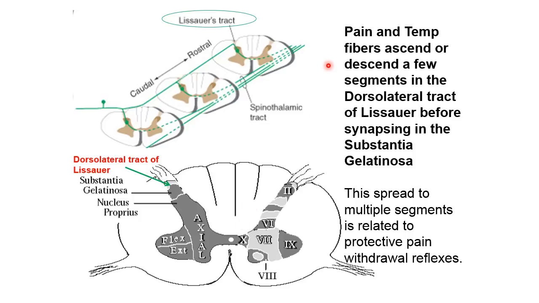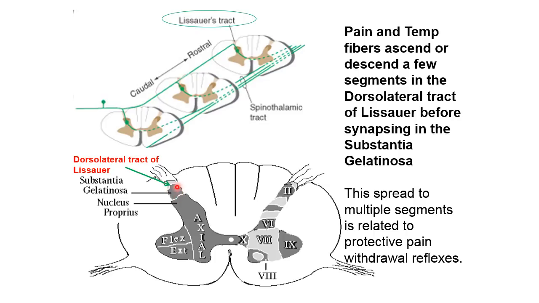The pain and temperature fibers, as we said, when they enter into the spinal cord, descend or ascend often a couple of segments, as seen here, just at the dorsal portion of the dorsal horn. Then they'll synapse on secondary neurons, and at that point the secondary neurons travel across to the midline, right near the central canal. So they're distributed over a number of segments. This distribution through Lissauer's tract provides an important role of protective pain withdrawal reflexes.